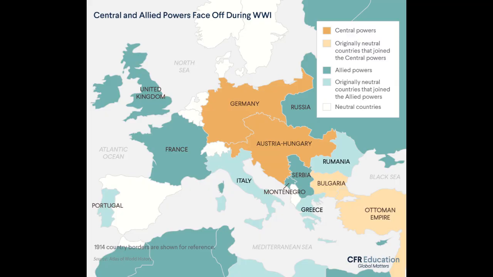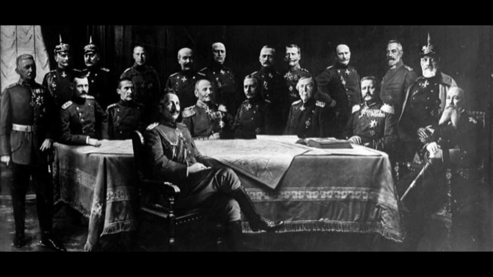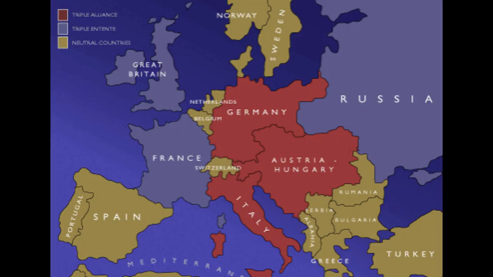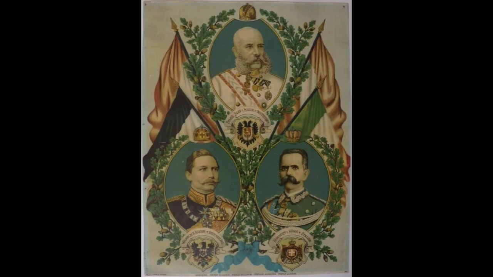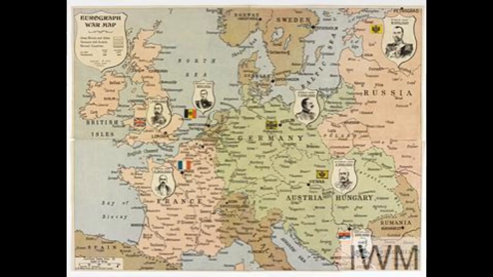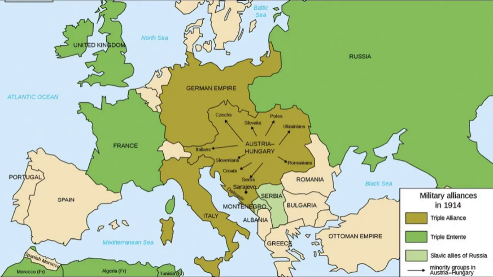The alliance system was meant to preserve peace, but instead it helped pull Europe into World War I. By linking the fate of nations together, alliances ensured that a single regional dispute could escalate into a massive international war. In 1914, this system transformed a Balkan crisis into one of the deadliest conflicts in history.